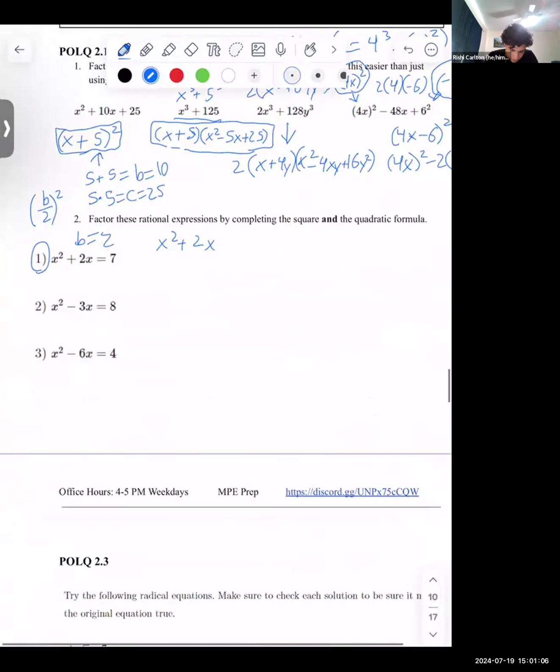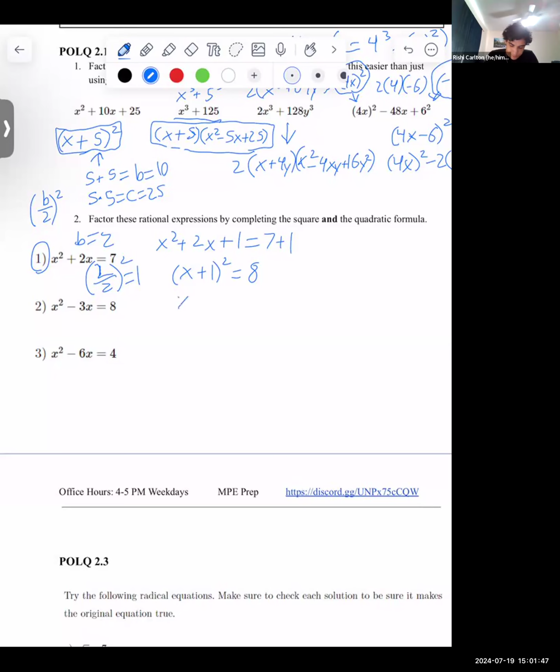So we're just going to find our b over 2 squared value. Here we have 2 over 2 squared, which is 1 squared, which is 1. So I'm going to add 1 to the left-hand side. I'm also going to add 1 to the right-hand side. That's going to create a perfect square, because now our left-hand side becomes x plus 1 squared. The right-hand side will become 8, because we add the 7 to the 1 we just added. Whatever you do on the left-hand side, you must do on the right-hand side, of course.